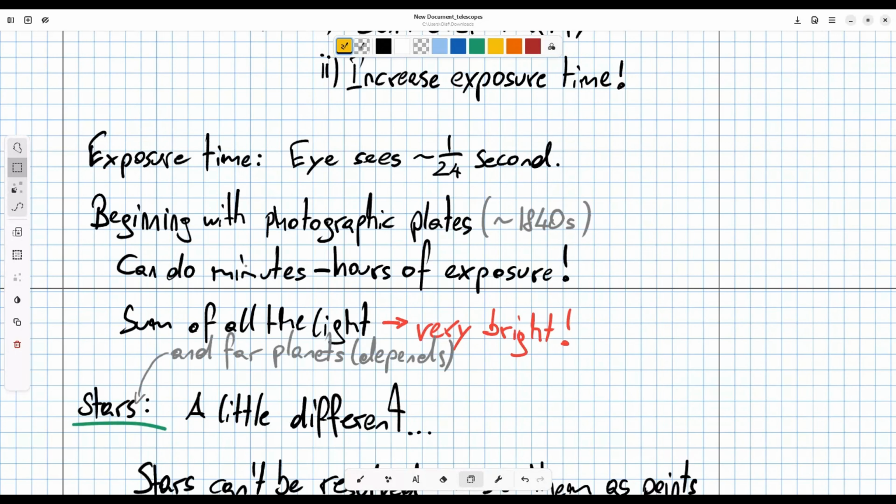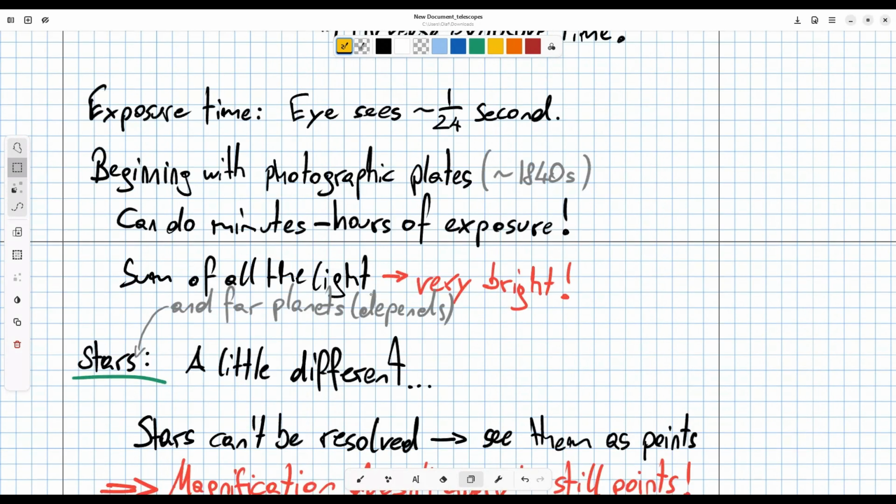You can do minutes even, or hours or days, depending on what exactly you're doing, and if you have a really, really good telescope setup, you can do days of exposure over various nights when you get amazing images even from amateur equipment, right? So what you're essentially doing is you're summing up all of the light. Okay, so you get very bright things. This is what you do if you want to take quality observations of planets, of dim things in the sky. You would do exposure time.